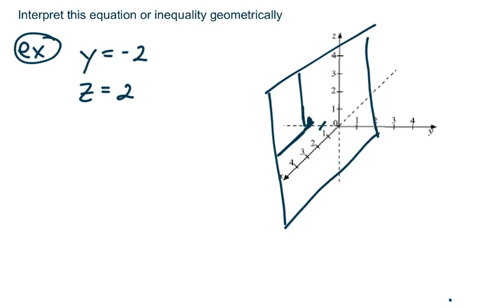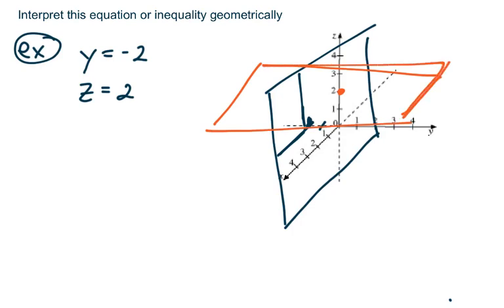And z equaling 2, that would be a plane which runs through z equals 2. So we shift up and we have this plane here that looks roughly like this. And where these two planes intersect, they're intersecting on a line which is parallel to the x-axis. And that line would have the point 0, -2, 2 on it.